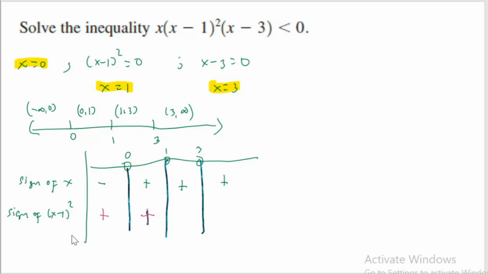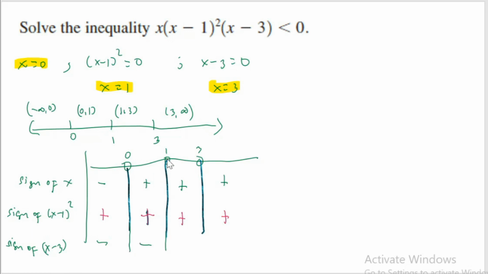So when x is 2, 2 minus 1 is 1, so 1 squared is positive. And when x is 4, 4 minus 1 is 3, so 3 squared is positive. So right there, positive. And the last one, we have the sign of x minus 3. So in this interval, shall we say x is negative 1. So negative 1 minus 3 is negative 4. That is now negative. And this one will be, shall we say, the value of x is 0.5. So 0.5 minus 3, that is now negative.